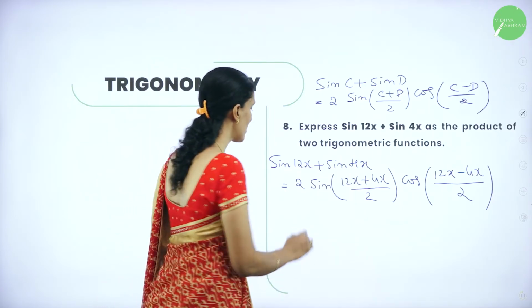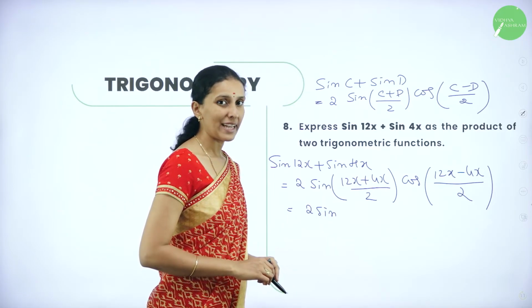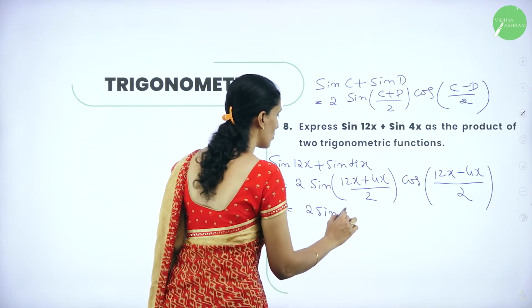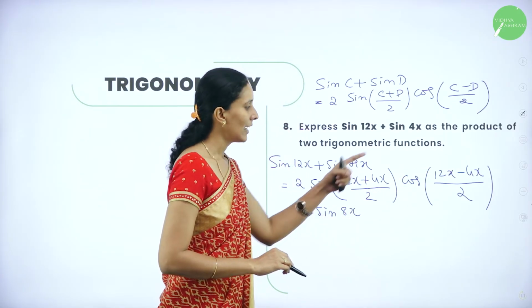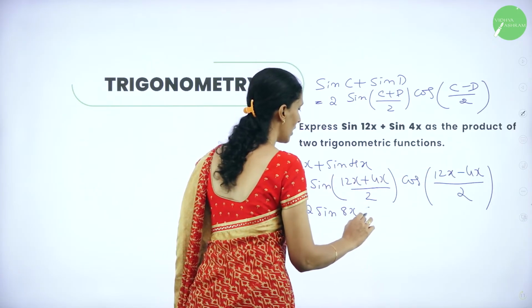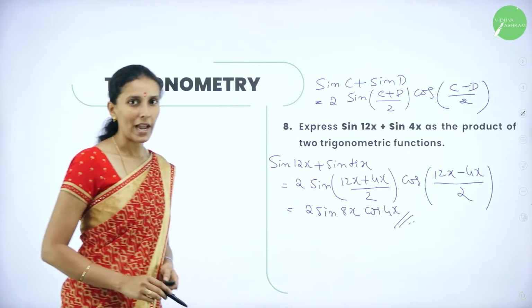So solve this. It is 2 sin, 12 plus 4 is 16, 16x by 2 is 8x. 12x minus 4x is 8x, 8x by 2 is 4x. It is cos 4x. So therefore, the answer is 2 sin 8x cos 4x.